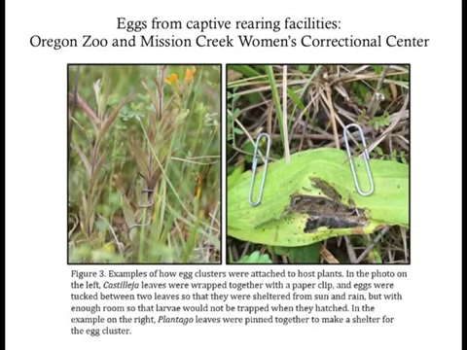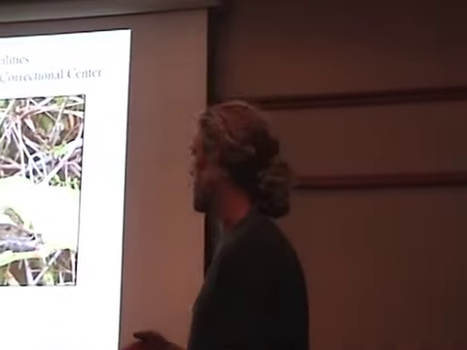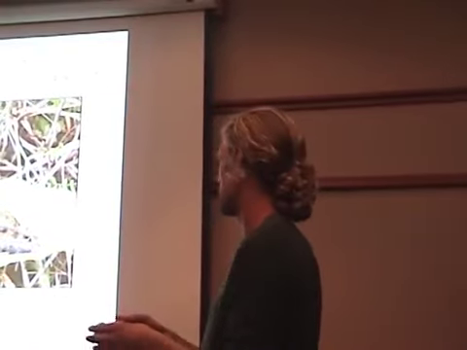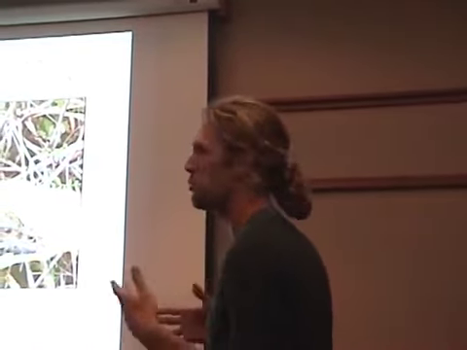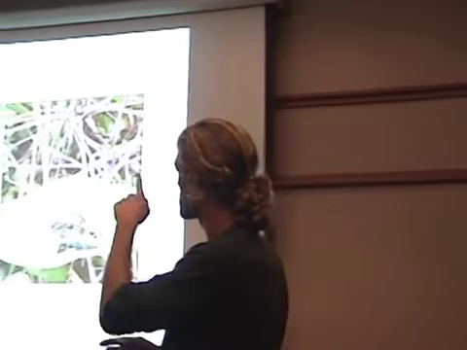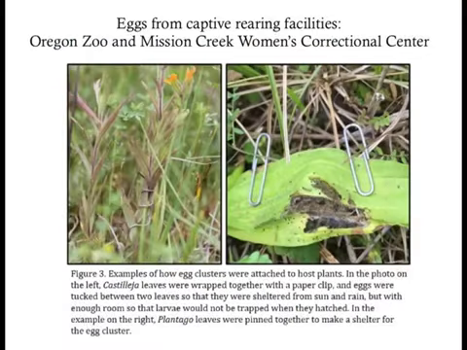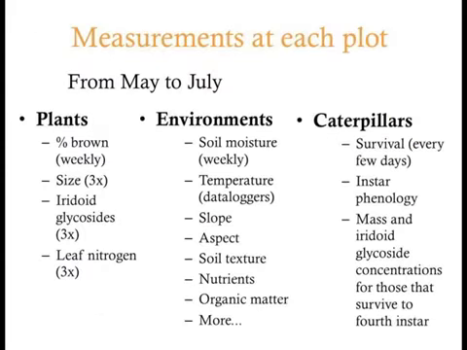So we got the egg clusters from the Oregon Zoo and the Women's Correctional Facility, and they gave me these little tubs with drops of eggs. And then we went and put them on all these plants. So we kind of attached them with paper clips because they haven't been laid naturally, and then they would hatch and eat the plant. So does that make sense so far? Pretty good. Good.